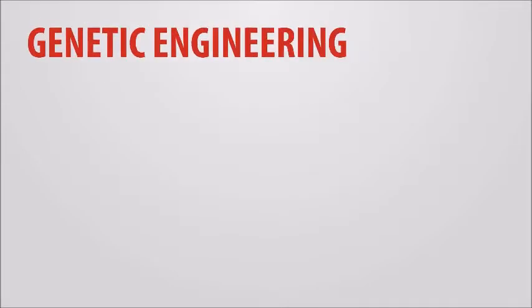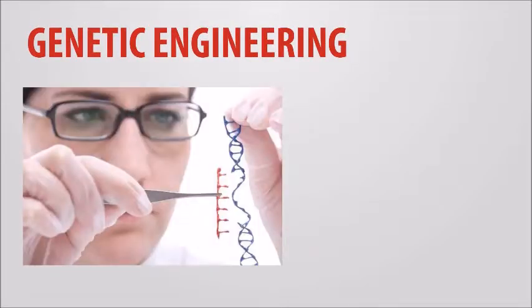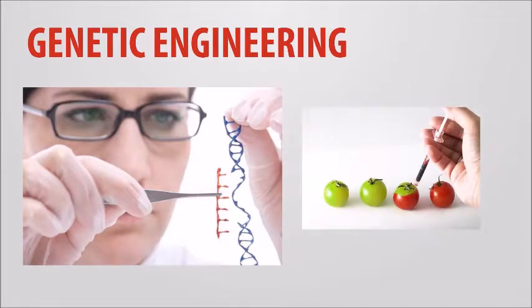Genetic engineering is the process of specifically altering the genetic makeup of a particular organism. This can be done by making changes to the sequence of the DNA, such as introducing a mutation into the gene. Genetic engineering can be used to make genetically modified organisms.